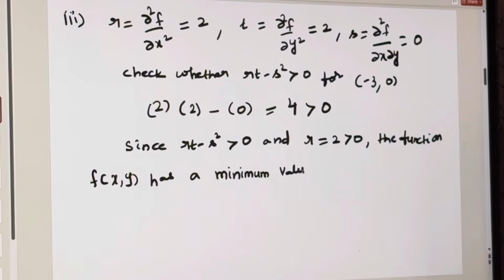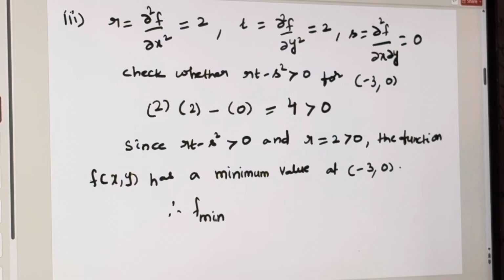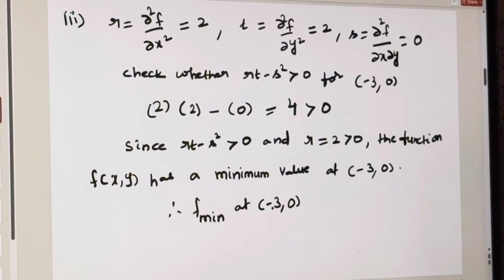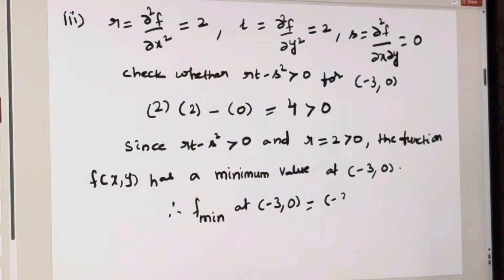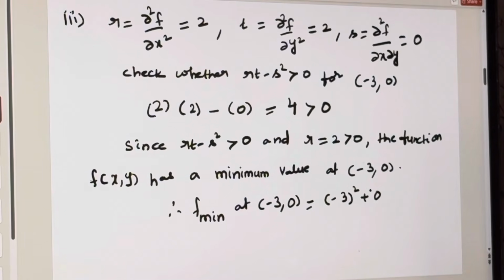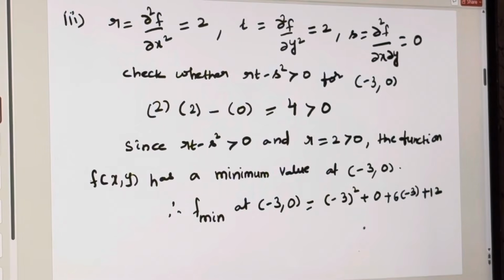So after this what you have to do? Minimum value at what point? At minus 3, 0. Therefore, you will be finding out the f min value at minus 3, 0. जो भी फंक्शन दिया है उसमें x के जगह minus 3 पुट करना है और y के जगह आपको 0 पुट करना है. Then you will be getting the answer as minus 3 the whole square plus 0 plus 6 into minus 3 plus 12. Okay, this can be simplified as 9 minus 18 plus 12 which is equal to 3.